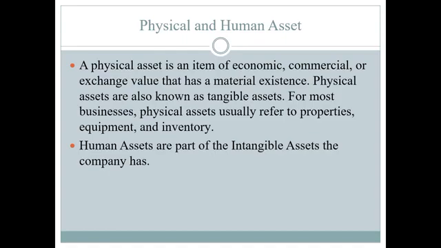Physical asset means any asset which has an economic value, which has an exchange value. Other than human life, whatsoever things are included in your organization which have an economic, commercial or exchange value, they are included in physical assets. For example, fixed assets, for example, a building, the machineries.